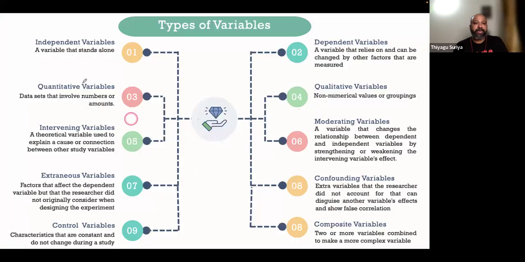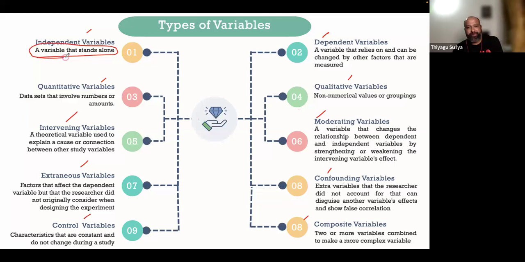The names are independent variable, dependent variable, quantitative variable, qualitative variable, based on the context. Then intervening variable, moderating variable, extraneous variable, confounding variable, control variable, composite variable. There are plenty of variables. The independent variable is the causing variable, a manipulating variable in the case of the experimental method. The dependent variable is a measuring variable, called the measured variable.